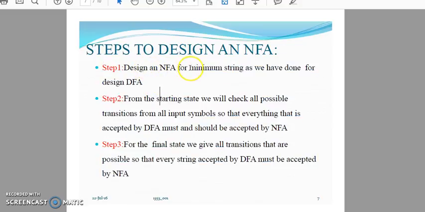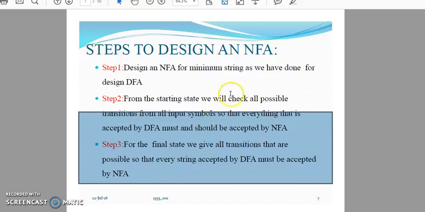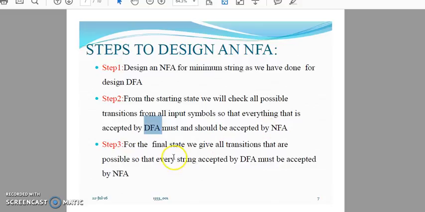Design an NFA for a minimum string as we already observed in DFA. From the starting state, we check all possible transitions on all input symbols, so that everything that is accepted by the DFA must be accepted by the NFA. For the final state, we give all transitions that are possible, so that every string accepted must be accepted by the NFA. We are designing the NFA keeping in mind how to design a DFA. This is the important point here. That is why there is no standard procedure for designing an NFA.